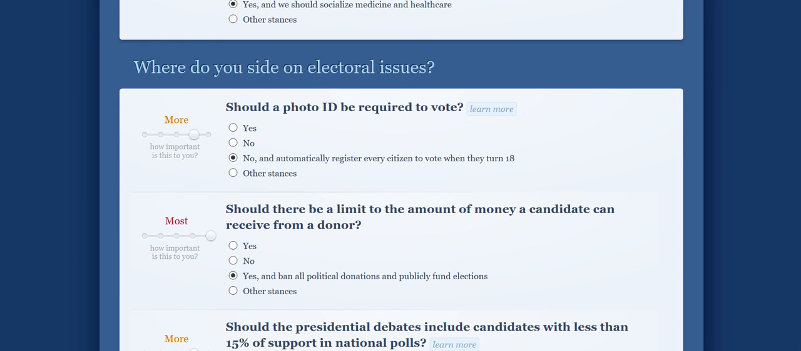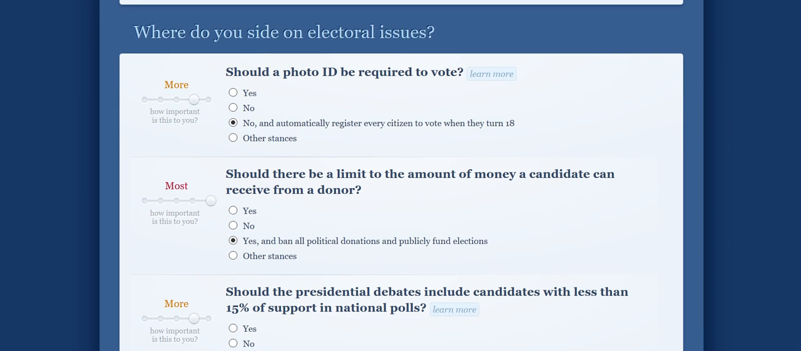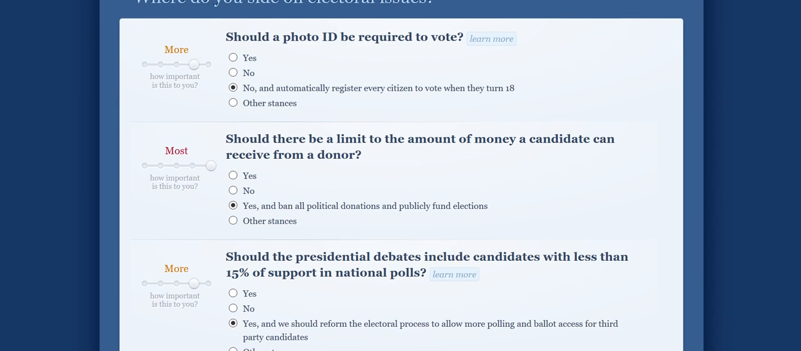All right, where do you side on electoral issues? Should a photo ID be required? No, and automatically register every citizen to vote when they turn 18. I think a lot of other countries do this, just automatic registration. They set up these extra levels and layers here to disincentivize people from voting, and it keeps turnout low, and when turnout is low, who does it help? The Republican.